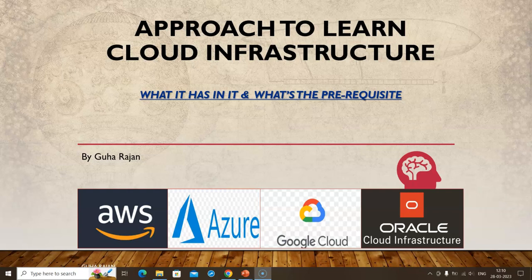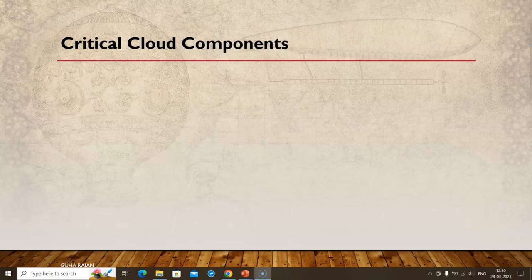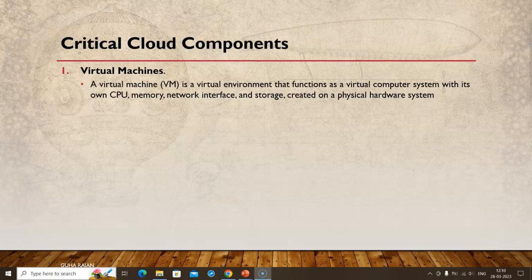So first is to understand what the offerings have in common across all of the infrastructure. That is very important. So let's see the critical cloud components. The first one is the virtual machines. The physical machine is your laptop or any desktop. That's a physical machine, so you can own it. You own a laptop. But cloud is all about the virtual machine.